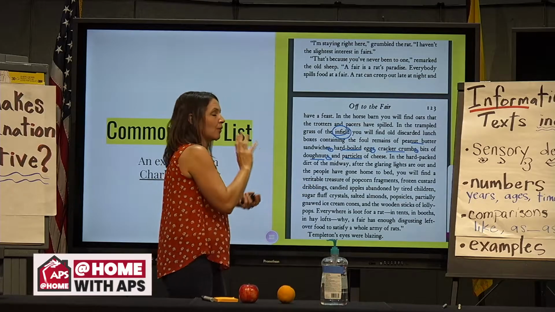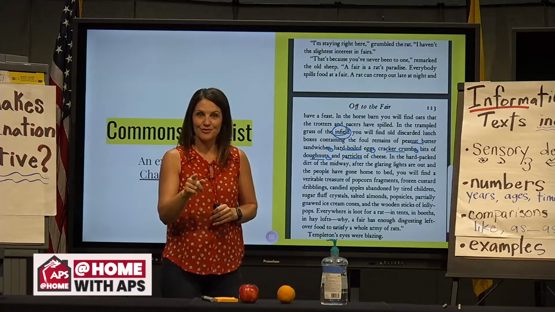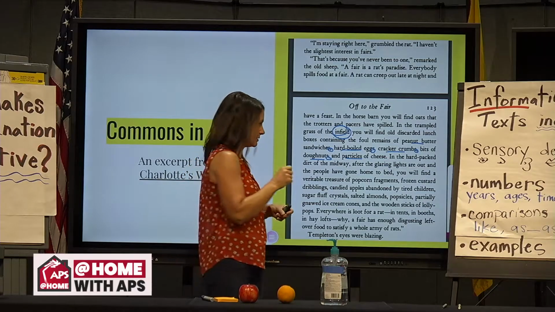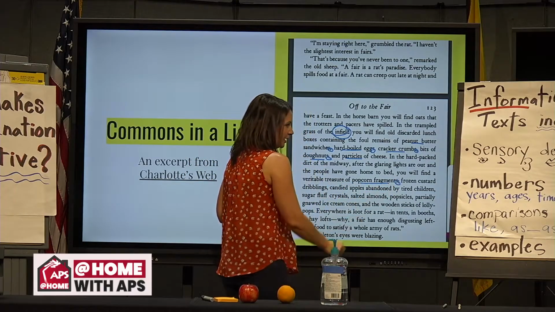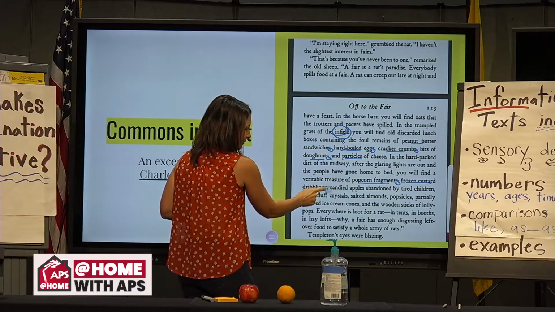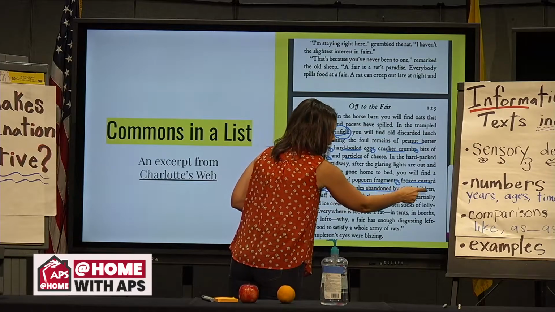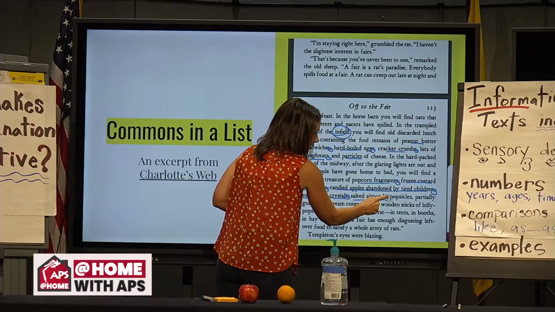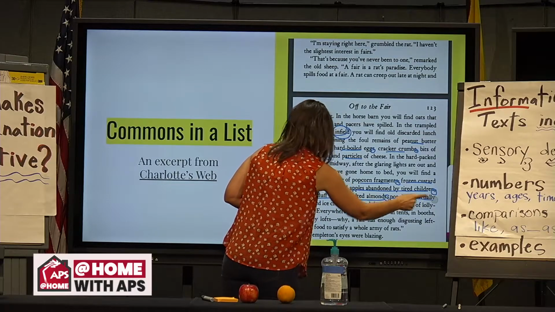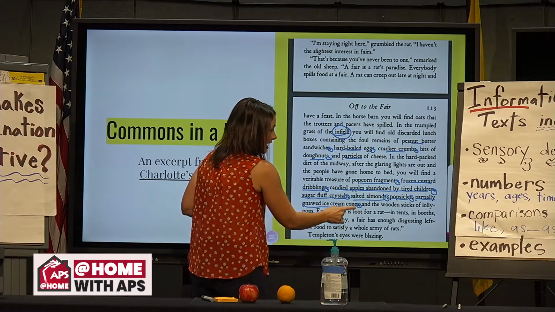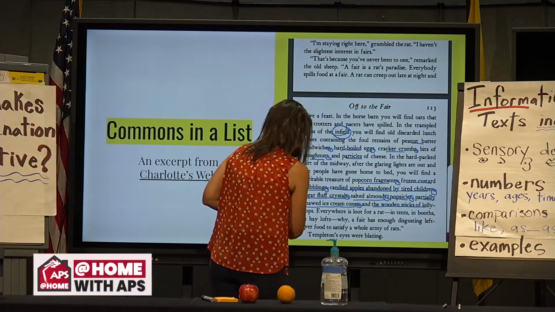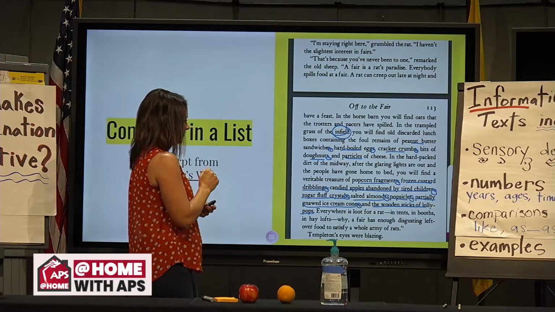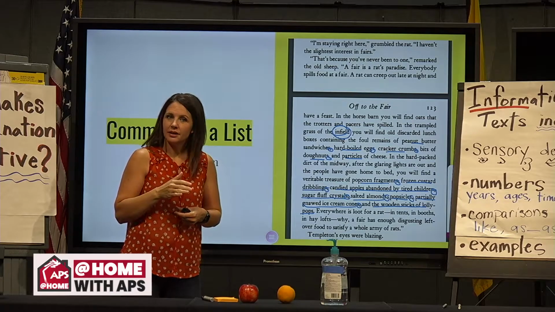And it says that once the lights have gone down, you'll also find this. You will find a veritable treasure of, ready for this list? Popcorn fragments, comma, frozen custard dribblings, comma, candied apples by abandoned tired children, comma, sugar fluff crystals, comma, salted almonds, comma, popsicles, comma, partially gnawed ice cream cones, comma, and the wooden sticks of lollipops. Wow, that makes me hungry. That makes me wish I was at the fair. That is a lot of different items separated by commas.